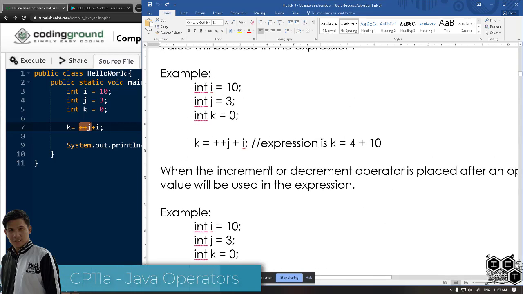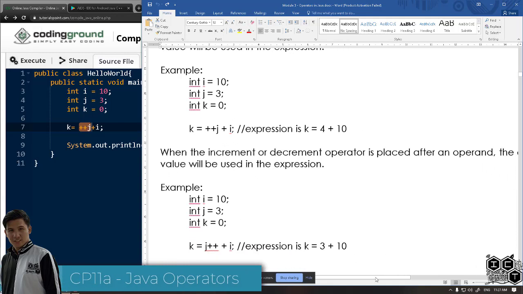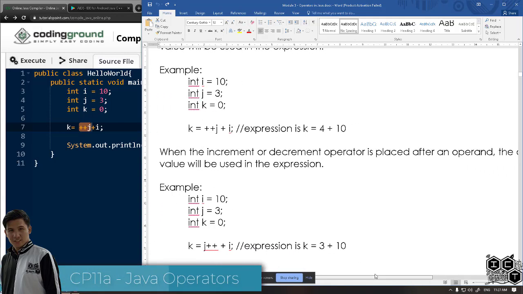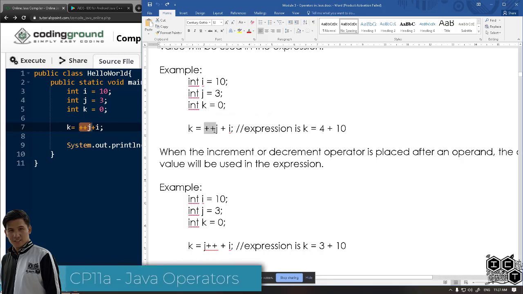Diba? So, when the increment or decrement operator is placed after an operand, the old value will be used in the expression. So, itong plus plus na nakikita nyo dito, automatic plus 1 yan. So, meaning, the value of j here is 3, pero before that, we added 1 on it. So, it's 4.